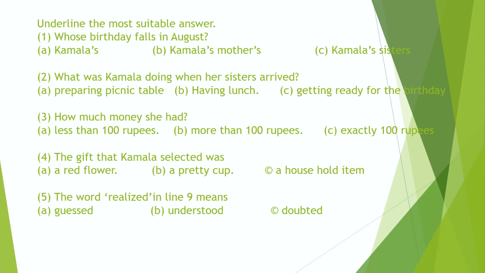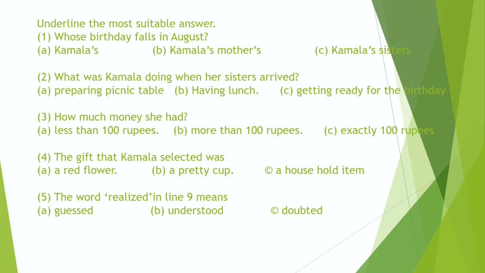Underline the most suitable answer. There are three answers. You have to underline the most suitable answer. First question, whose birthday falls in August? Answer: Kamala's, Kamala's mother's, Kamala's sisters'. Second one, what was Kamala doing when her sisters arrived? Preparing the picnic table, having lunch, getting ready for the birthday.